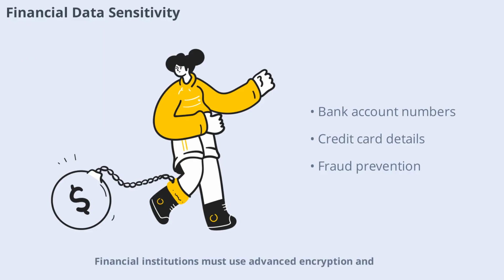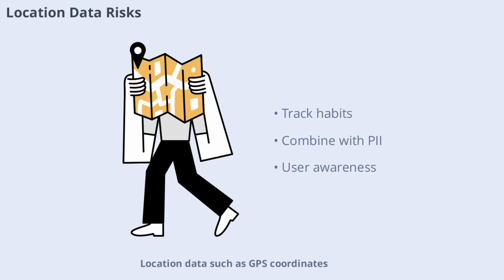Financial institutions must use advanced encryption and monitoring to protect this type of data. Location data, such as GPS coordinates, can reveal a lot about a person's habits and routines. When combined with other PII, it can be used to track individuals. Organizations must handle location data with care and ensure users are aware of how it's being used.